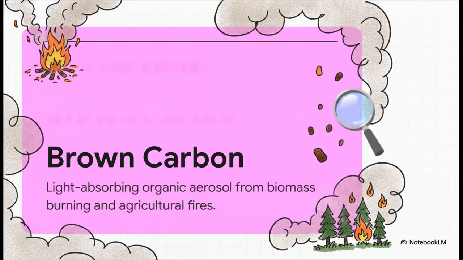Now contrast that with brown carbon. This is a much newer focus in atmospheric research. While black carbon is soot from impure combustion, brown carbon refers to light-absorbing organic matter, think tarry materials or bioaerosols. Our source notes that the major culprits for this one include biomass burning and smoke from agricultural fires.